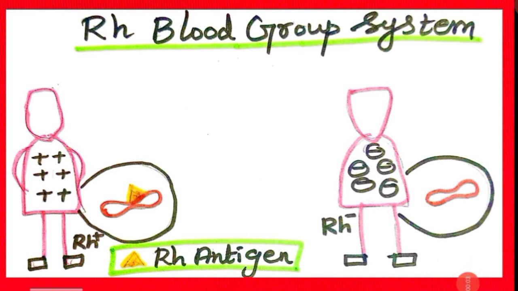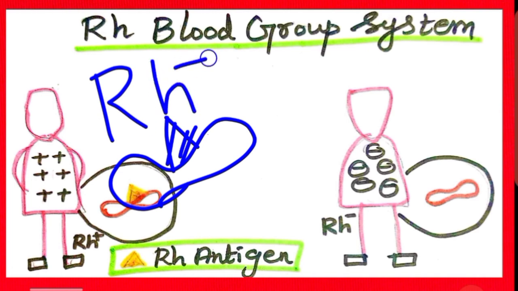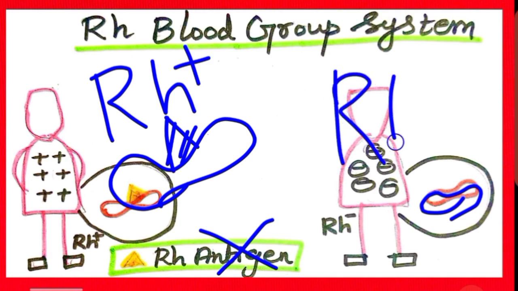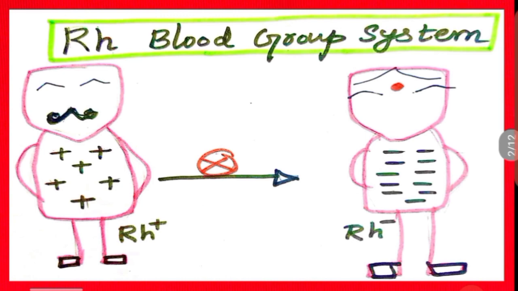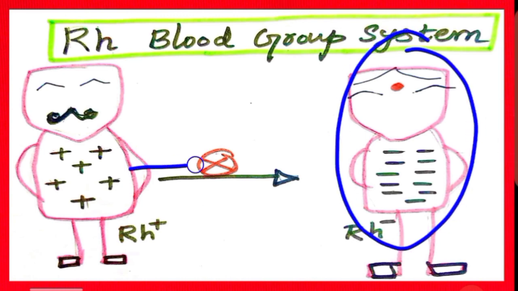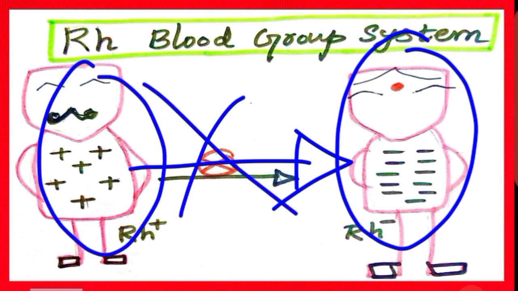Children, we have studied the Rh blood group system in our previous video lecture, right? We know that a person who has Rh antigen on their RBC surface is considered Rh positive. A person in whom Rh antigens are absent on their RBC is known as Rh negative. We also know that an Rh negative person cannot receive blood from an Rh positive person.